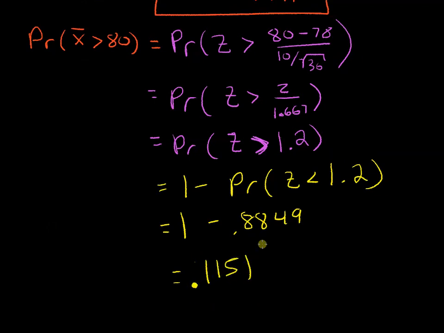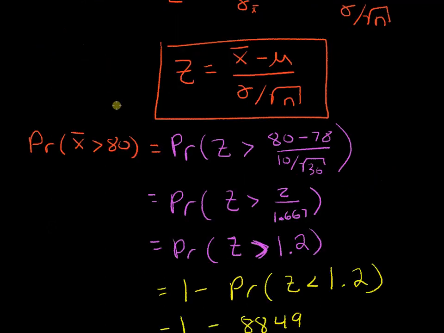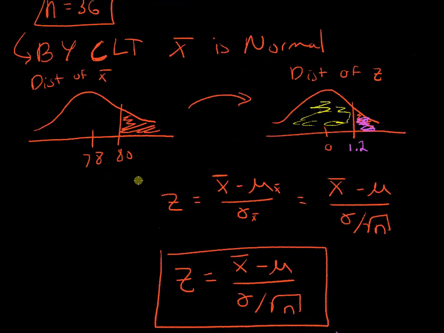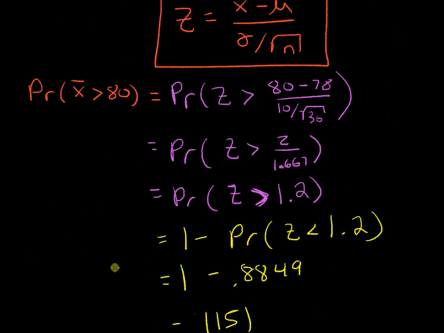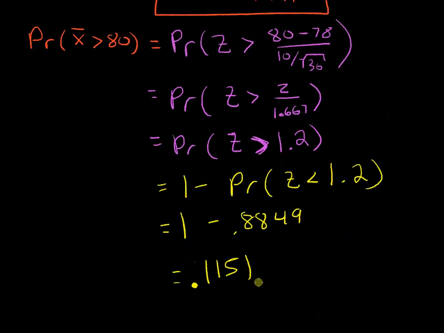The probability that the mean age of the 36 people that were randomly selected will exceed 80 years is 0.1151.